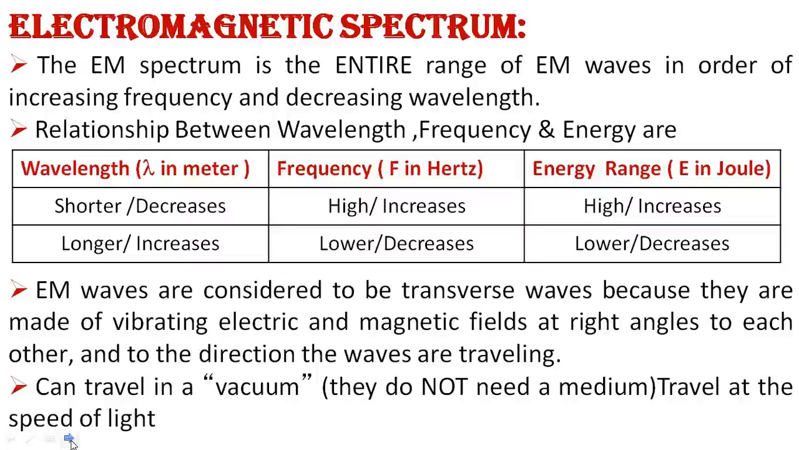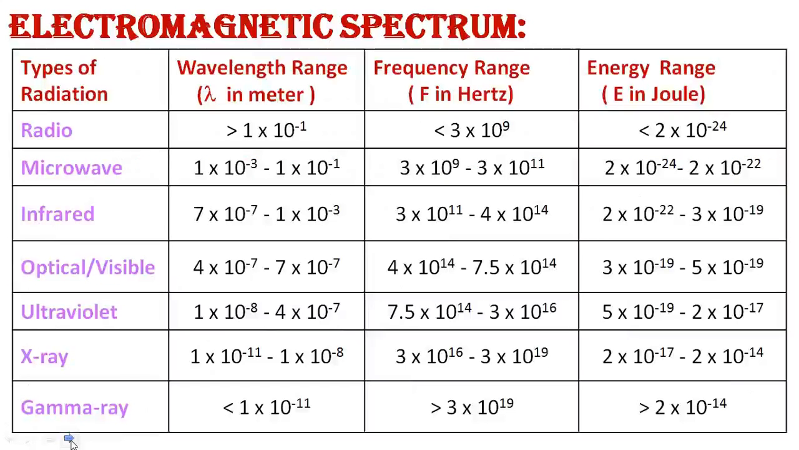So in EM waves, the electric field and magnetic field are perpendicular to each other, and the wave goes in the direction of propagation. EM waves can travel in a vacuum. They do not need a medium, and they travel at the same speed, the speed of light.